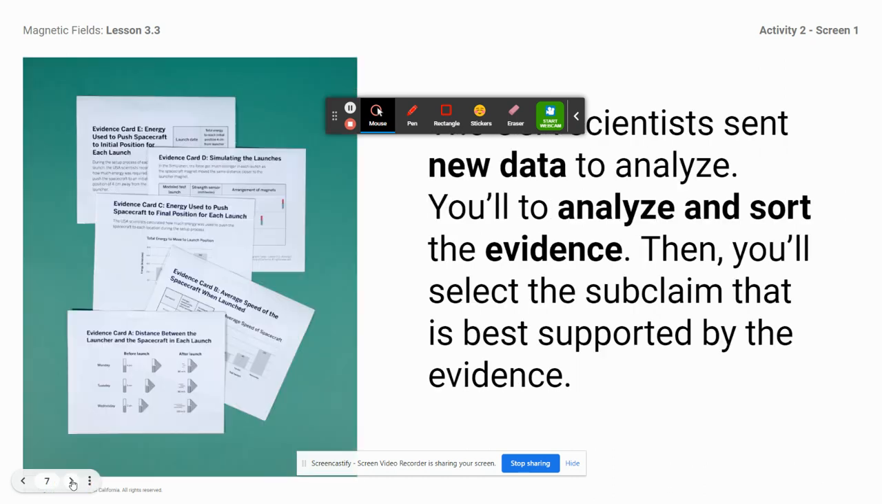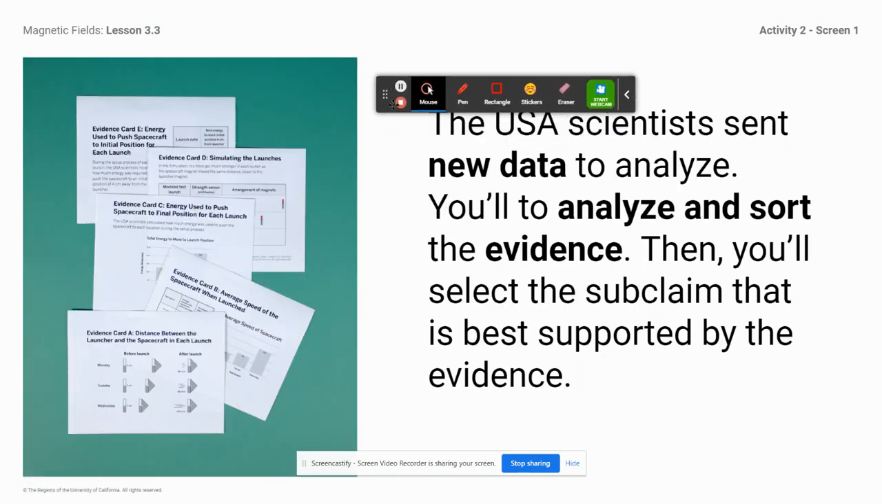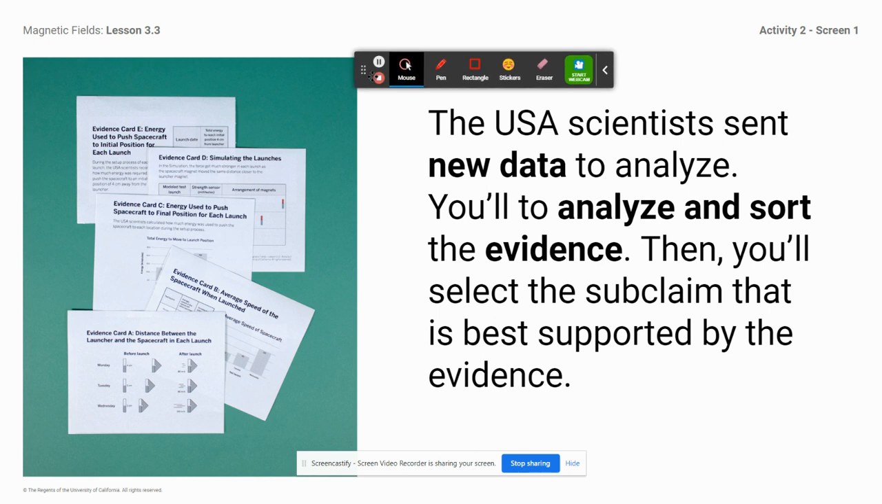What's going to happen is that you're going to receive these cards in just a moment. Our USA scientists sent new data to analyze, and you're going to analyze and sort the evidence. Then you're going to select the subclaim that is best supported by the evidence. You're going to be looking at claim 2, claim 3A, and claim 3B. We're looking at all 3 of those because we're trying to decide what is the reason for our launcher flying so much faster on Wednesday than on any of the other days.